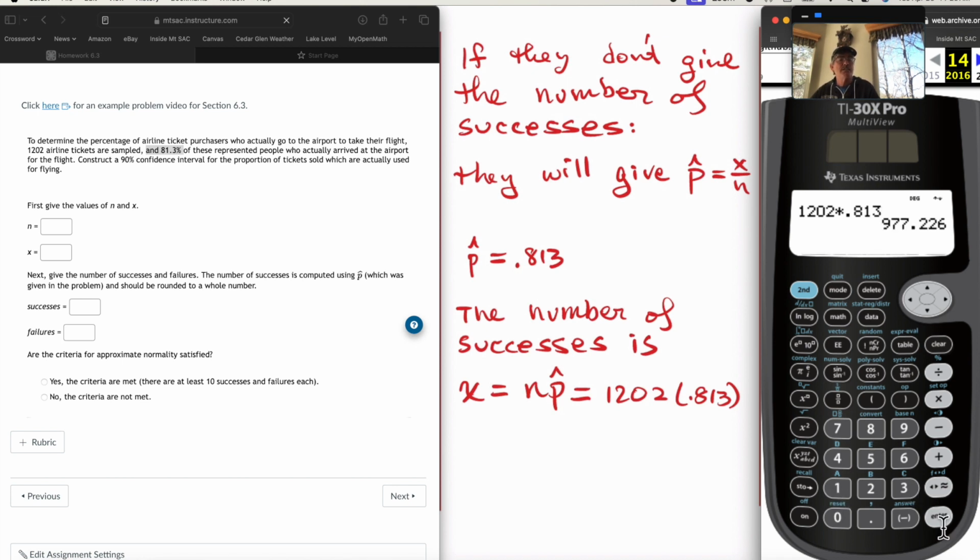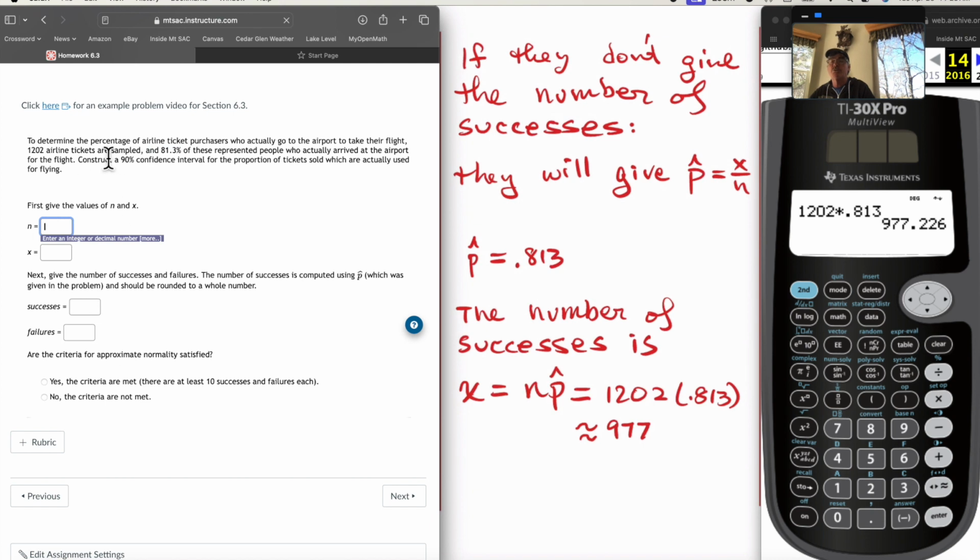And we get 977.2. We just rounded this to a whole number because it's supposed to be a number of people, so 977 people. At some point in the problem, you need to know how many successes there were. On this one, the sample size is 1,202. The number of people that showed up was 81.3% of 1,202, which you get by multiplying 1,202 by the percentage, and you get 977 people. So I'll put that in.